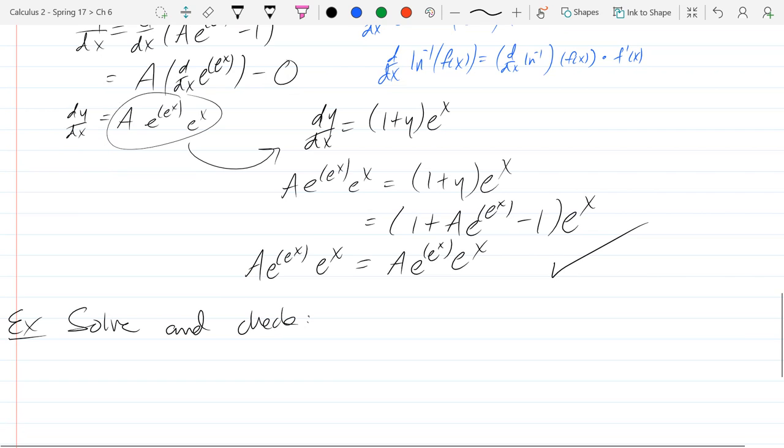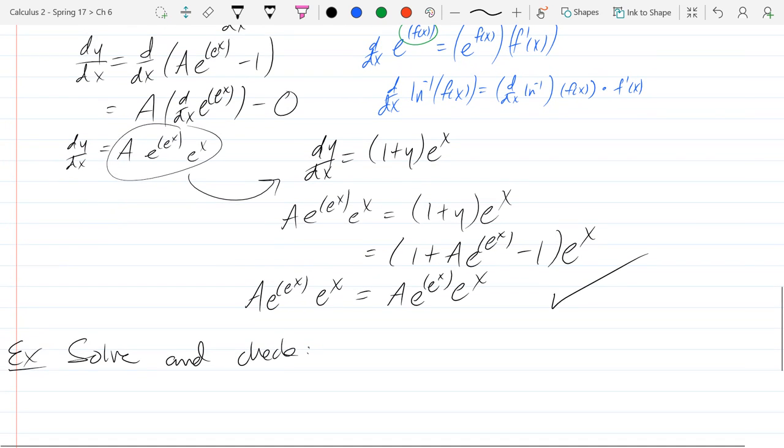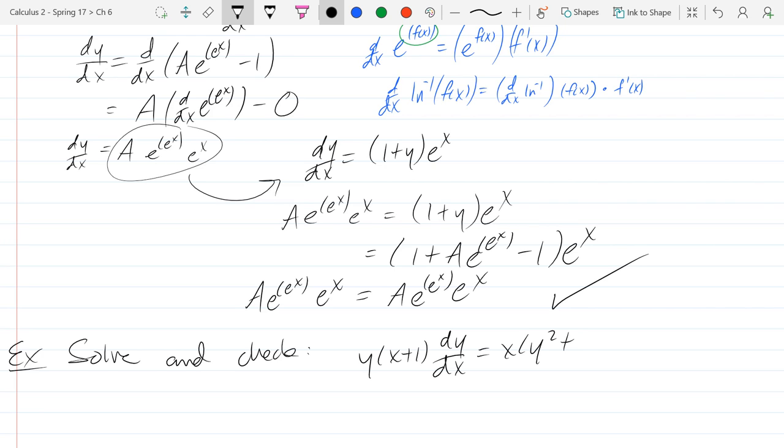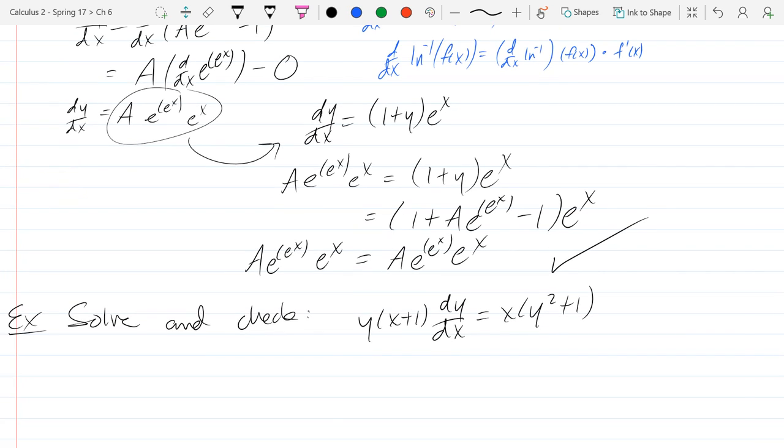So we're going to solve and check the next problem. All right, step one, separate. X is on one side, y is on the other. So I'm going to do the same first step, multiply by dx, get it on the other side.